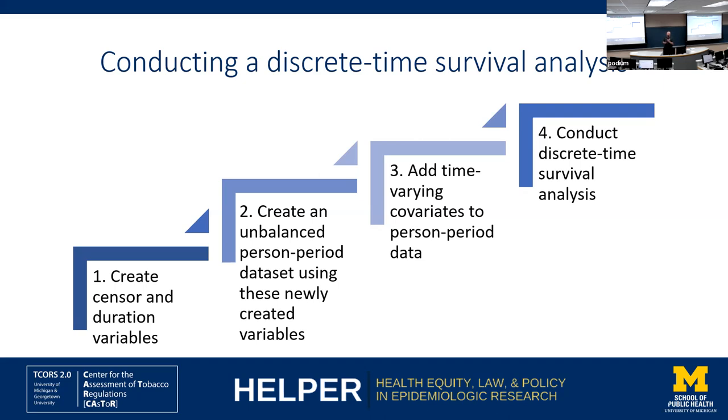If you think of it in very simplistic cookbook steps, these are really the steps. You need to create a censor and a duration variable, and you need the information to create those variables, but we have that in things like PATH. Then we're going to use that to create the person period data set.